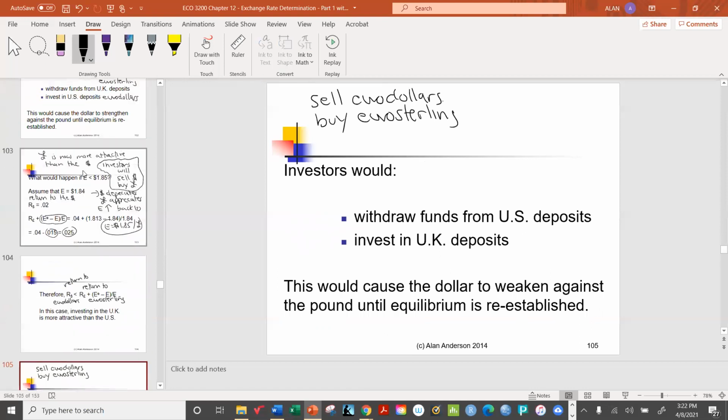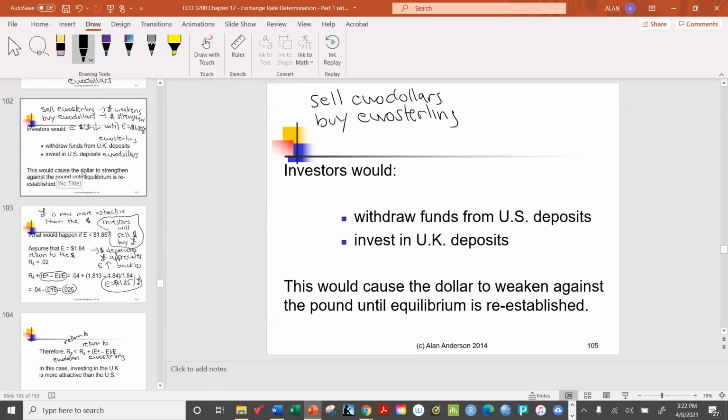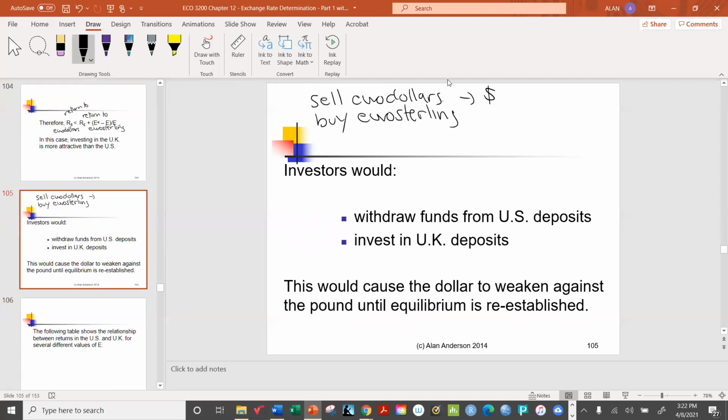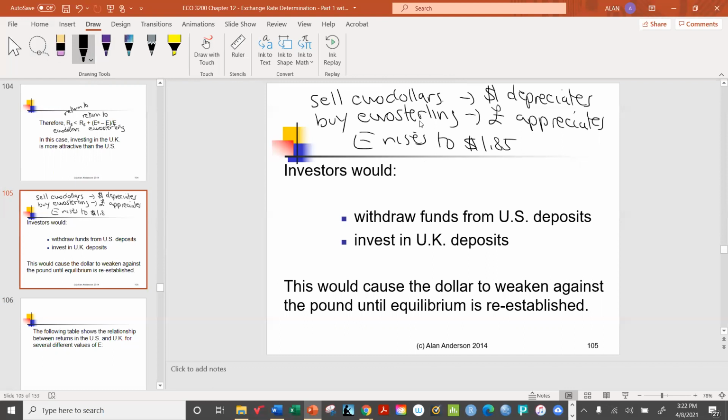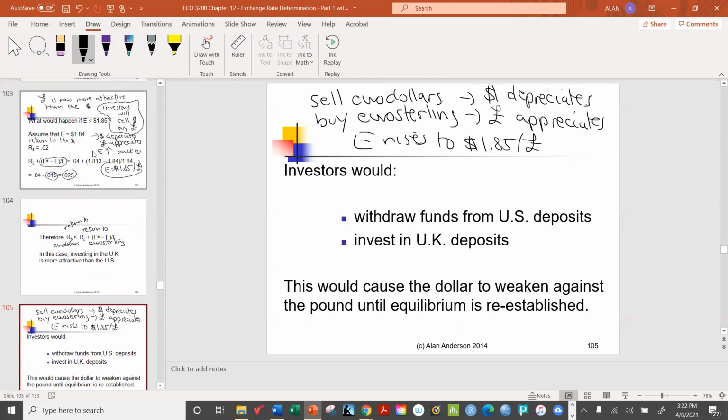And that means that dollars get weaker, and the pound appreciates. So E, the exchange rate, because the dollar's weakening, E will rise to its proper level, which is $1.85 per pound. And then it will stop because now, once again, the returns are the same in both countries.